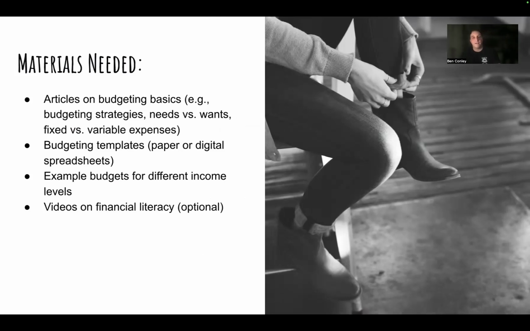So, the materials that you're going to need are articles on budgeting basics, like budgeting strategies, needs versus wants, or fixed versus variable expenses. The budgeting templates could be paper or digital, but you would want to print something out or have something digitally available for the students to fill out and not just create from nothing. And then example budgets for different income levels, because obviously everybody's going to have a different level of income. The last one is optional, but videos on financial literacy are put in for differentiation in one way, but also just to hear another perspective that might be helpful.